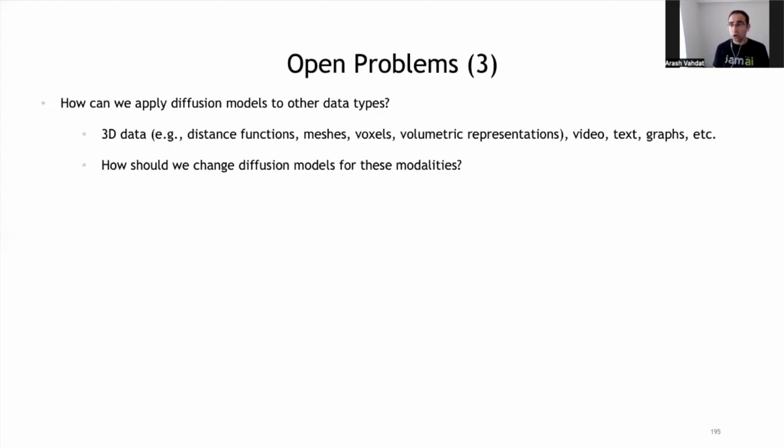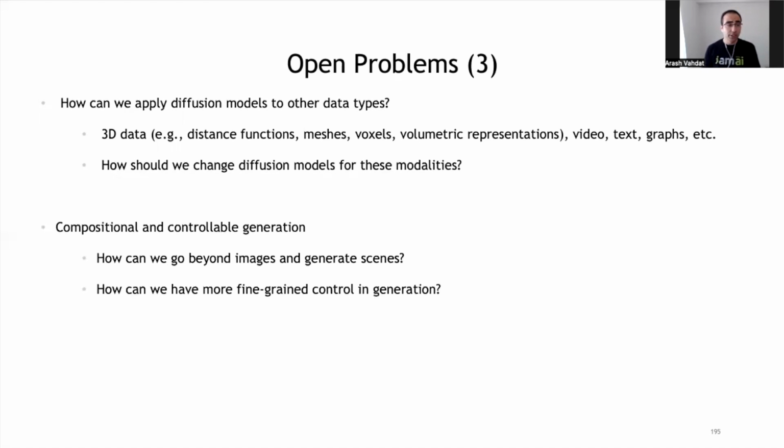So far in this talk, we mostly focused on image generation, but we may be interested in generating other types of data. For example, 3D data has different forms of representation: it can be represented by distance functions, meshes, voxels, or volumetric representations. Or we might be interested in generating video, text, or graphs, which have their own characteristics. And given these characteristics, we may need to come up with specific diffusion models for these particular modalities.